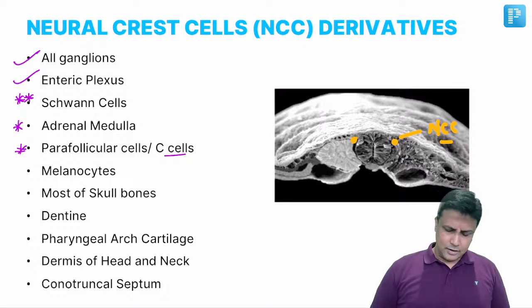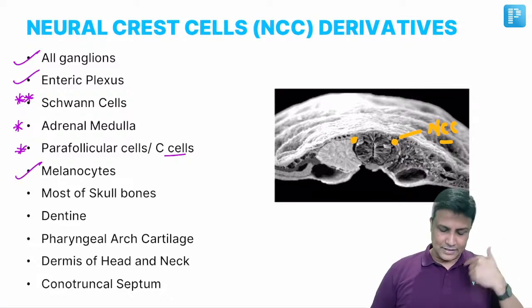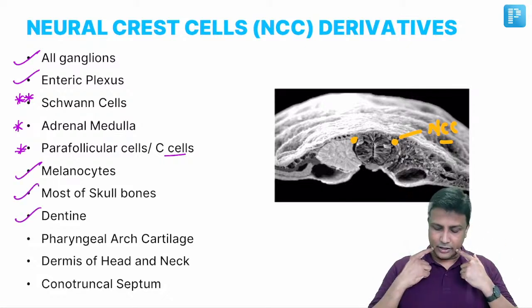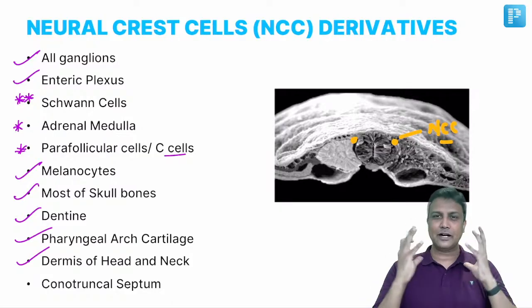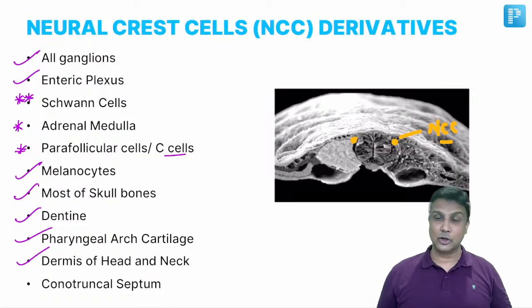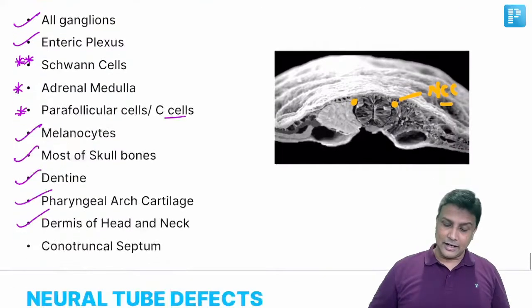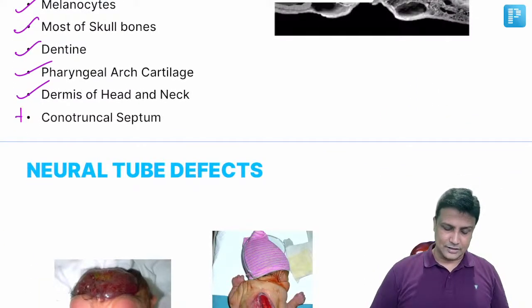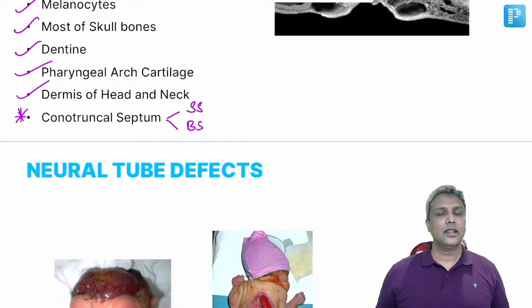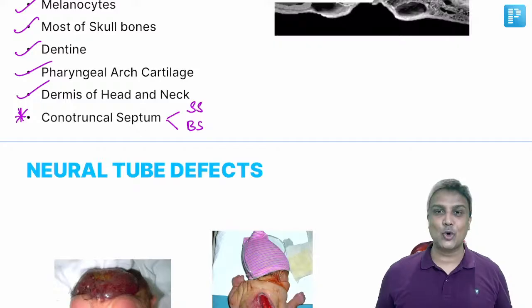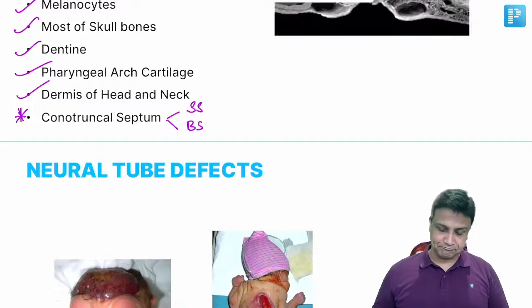Okay. And after that, melanocytes, most of the skull bones, the dentine, and the pharyngeal arch cartilages, the dermis of head and neck, and all these parts which are related to the head and neck are derived from the neural crest cells. Now in INI-CET exam, even this was asked, the conotruncal septum. It is made up of two septa, the spiral septum and the bulbar septum. These two septa together are referred to as the conotruncal septum, guys.